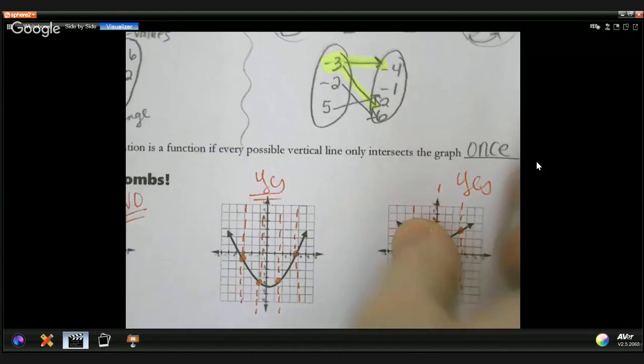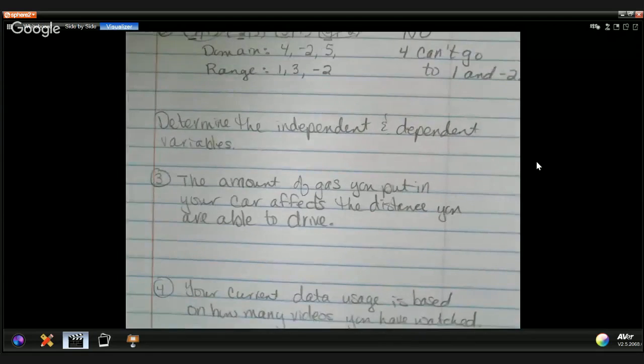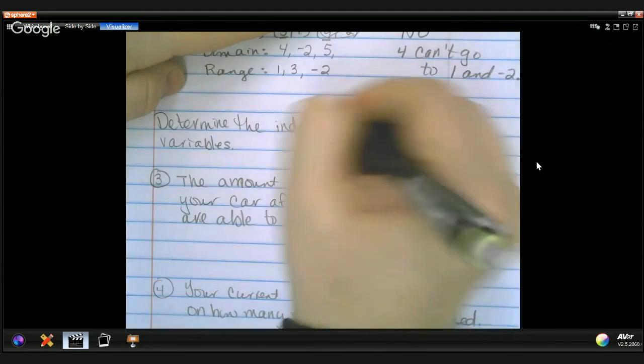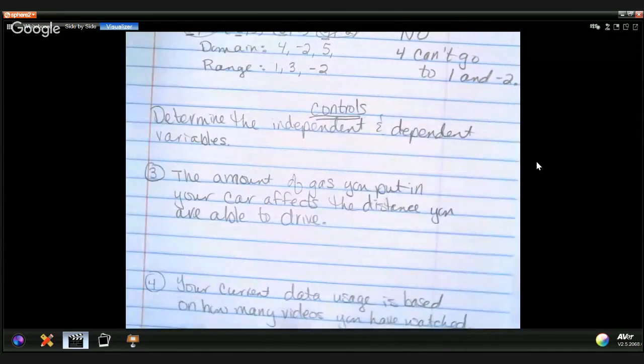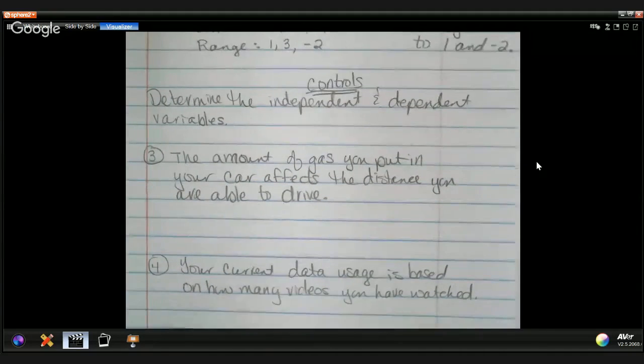Okay, finally, let's go to our last examples. This time we're going to be talking about the independent and dependent. Please remember that the independent is the one that controls. Independent controls everything. So if you could figure out the controlling factor, then you could figure out what the independent variable is, and then the other one has to be the dependent. So number 3, why don't you go ahead and write both of those down so that when we're ready to go over them, you're ready to write it down and follow along.